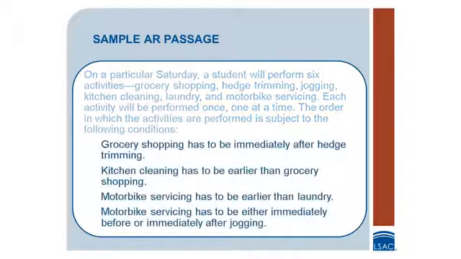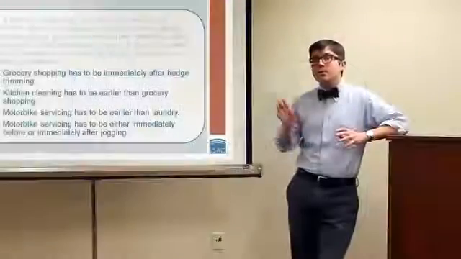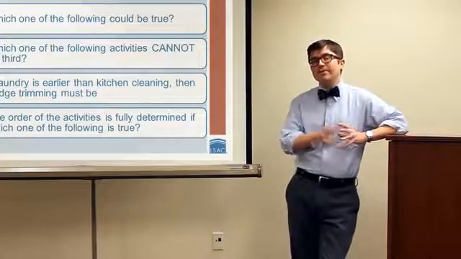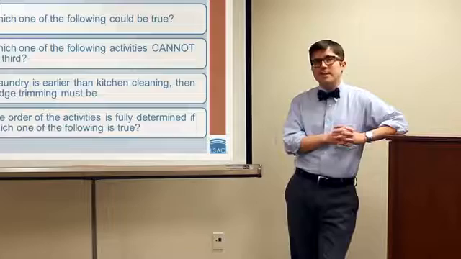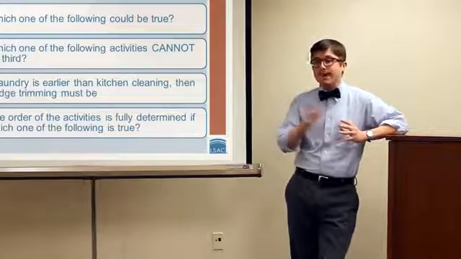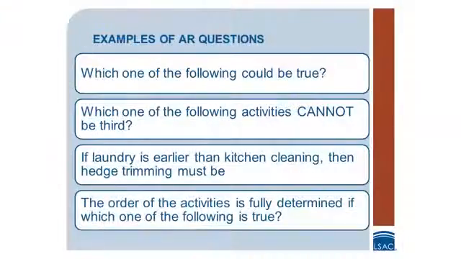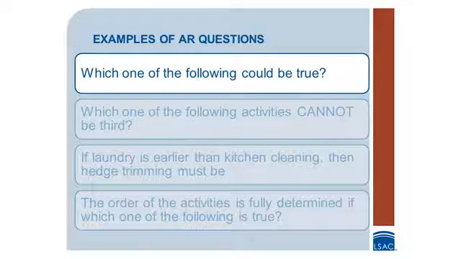The passage ends with a list of rules. These rules prohibit certain things about the ordering, but they also allow for different possible ways in which the activities could be ordered. Let's look at some particular examples of analytical reasoning questions. While I can't give you a complete list of the kinds of questions we ask, I can highlight some notable examples. First, which one of the following could be true?